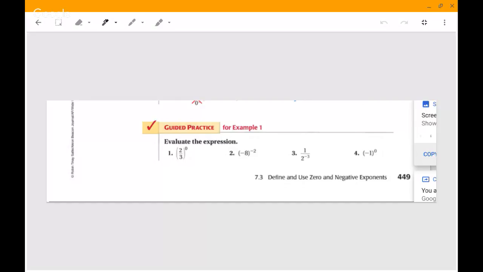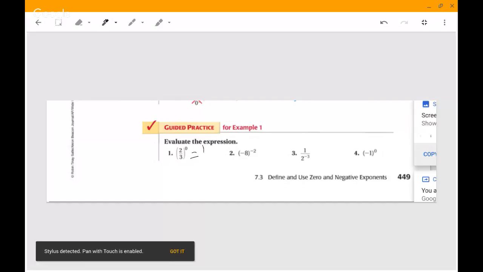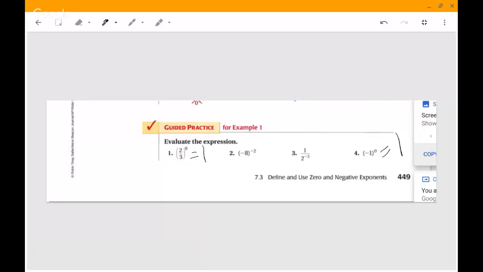Okay. Evaluate the expression for number one. One of the key things, number one and number four are just ones where we thank God we got those. Those are easy. Anything raised to a zero exponent, no matter how big, small, or a fraction, is always going to be one. So this always equals one. So 1 and 4 are very easy. That's all you have to do with those two.